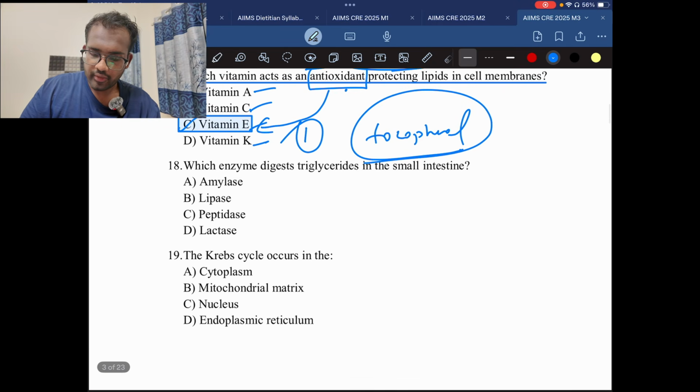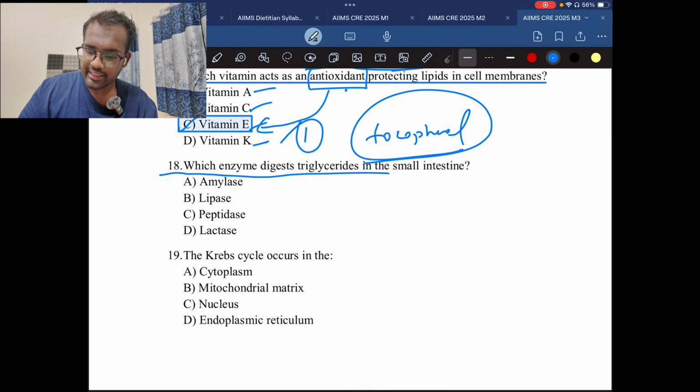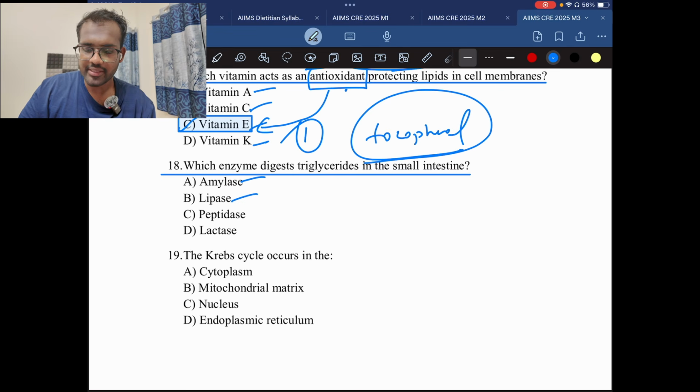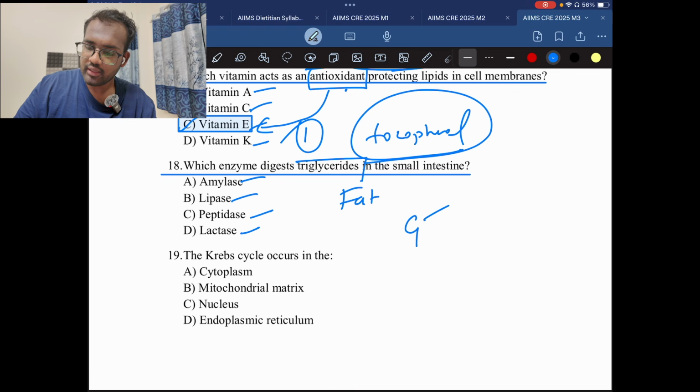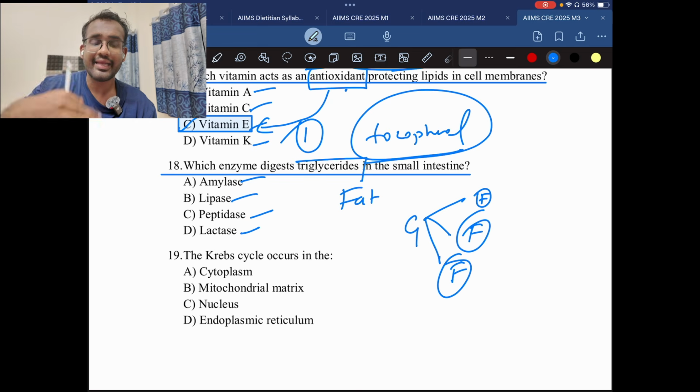Question number 18. Which enzyme digests triglycerides in the small intestine? Amylase, lipase, peptidase, lactase. So always remember, triglycerides in the sense fatty acid molecules. Here there is one glycerol molecule. To the glycerol molecule there are 3 fatty acids connected. That's why it is called triglyceride. Triglycerides in the sense 3 fatty acid molecules are connected to the glycerol molecule. So that is called fatty acid.